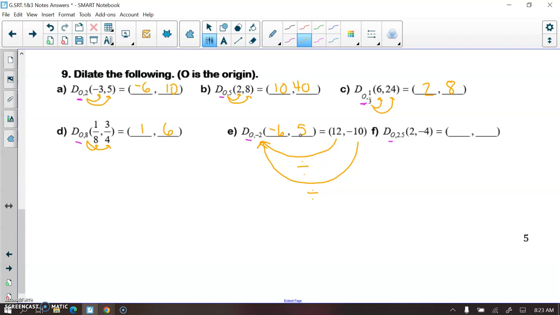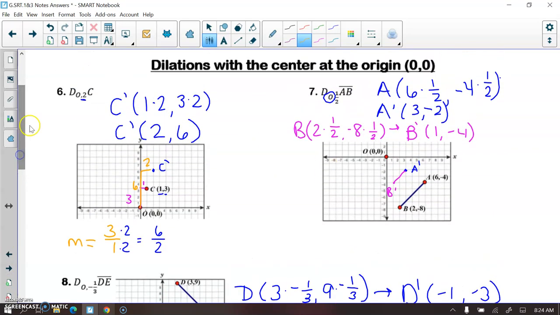For letter F, sorry, we're not working backwards, I apologize. We're working forwards. So I'm going to multiply x and y by my scale factor. A 2 times a 2.5 is a 5, and a -4 times a 2.5 is a -10. All right, that is the lesson for dilations when we're doing it about the origin. In the next video, we will be learning about what to do when it's not the origin, which we kind of already learned in number 6.